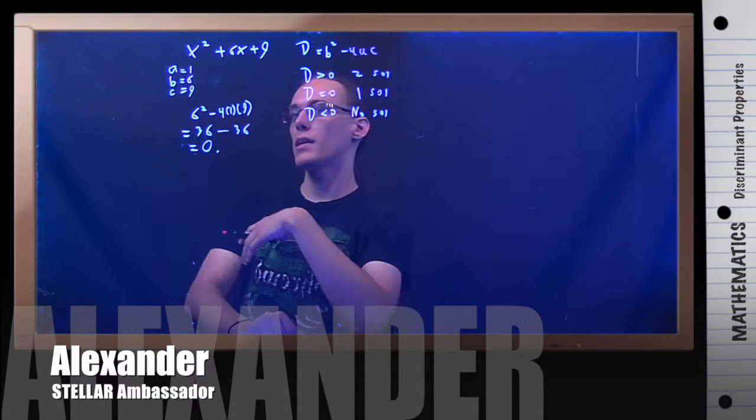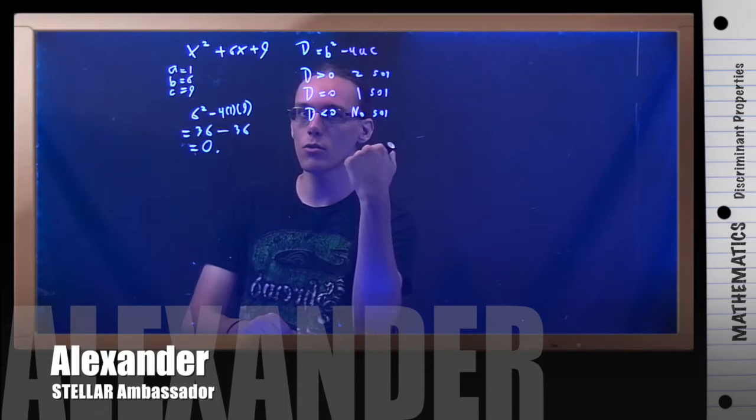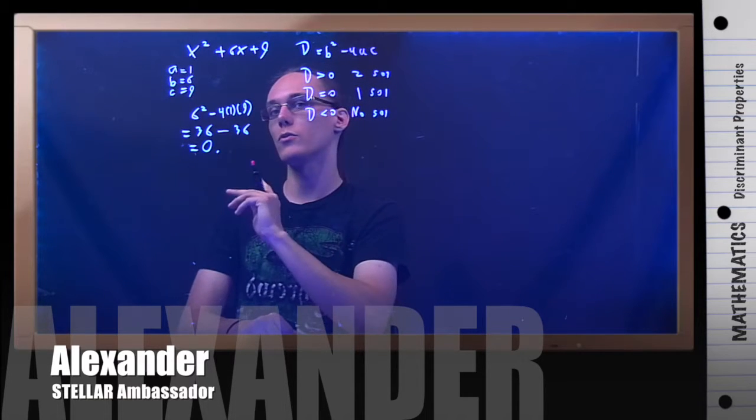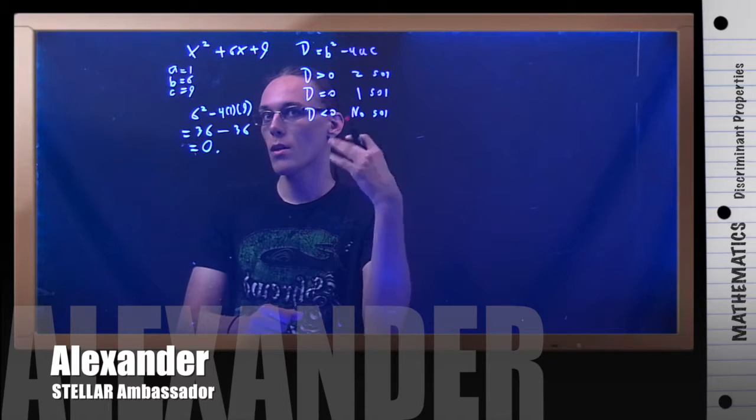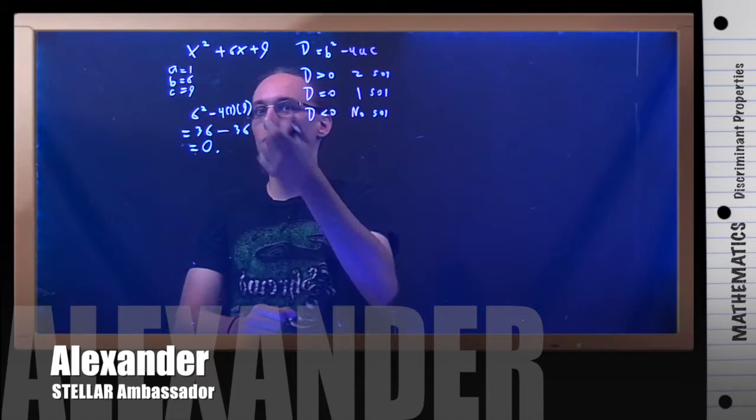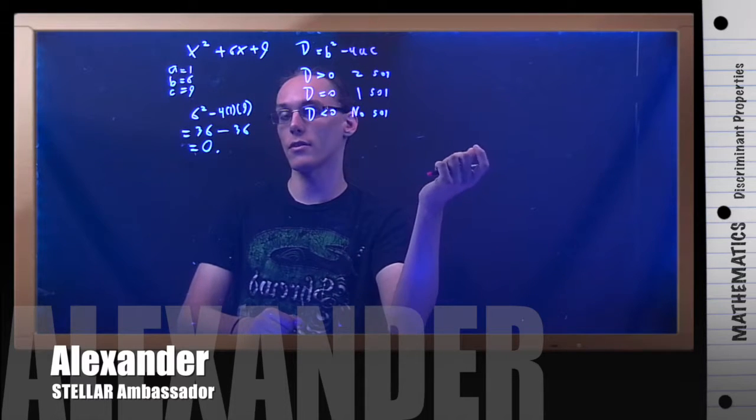So because the discriminant equals 0, that means we have one solution for this equation where it equals 0 on the x-axis. Now, that's all the question asked us to do. But for reference, I'm going to go ahead and factor this and then use the factored form to graph it.